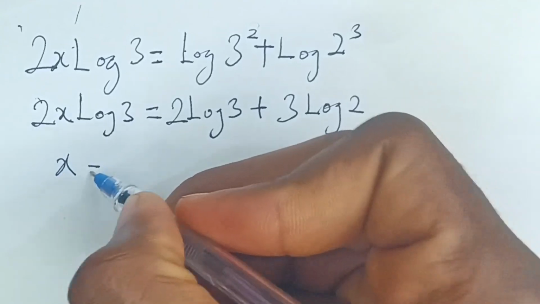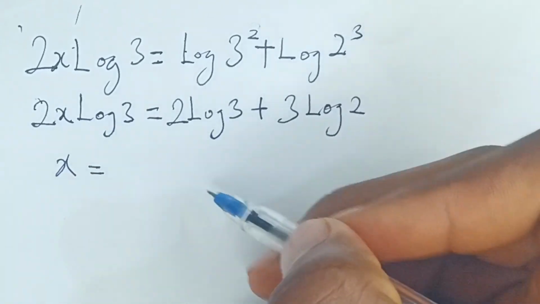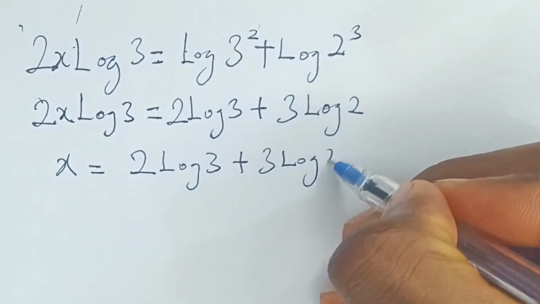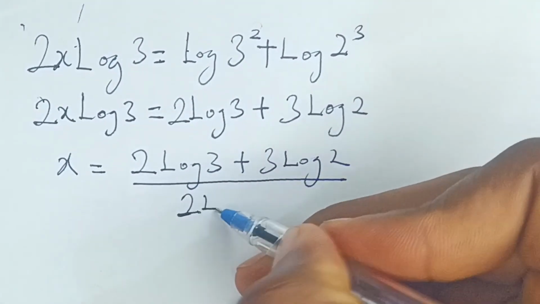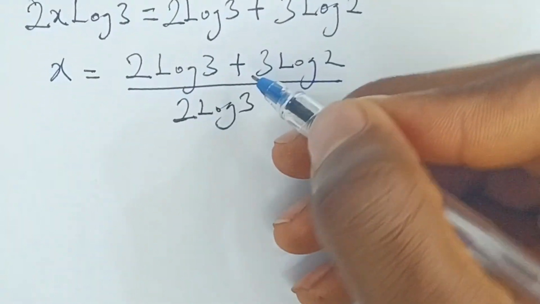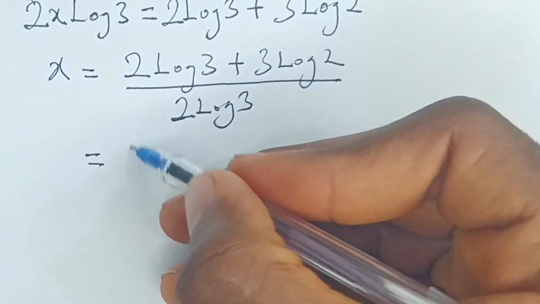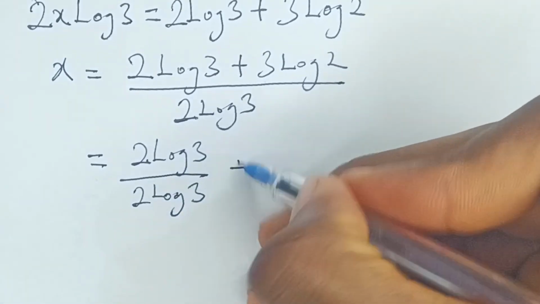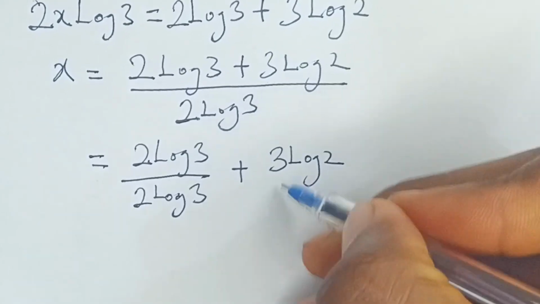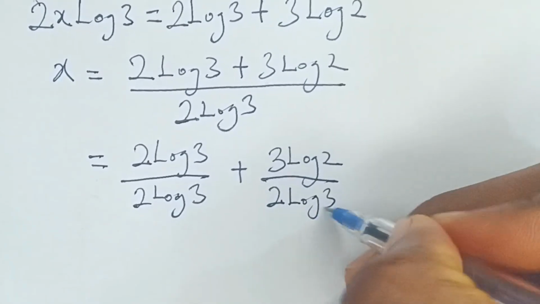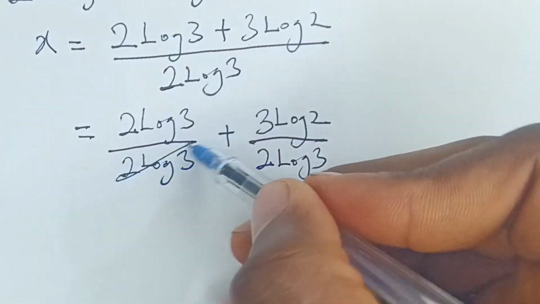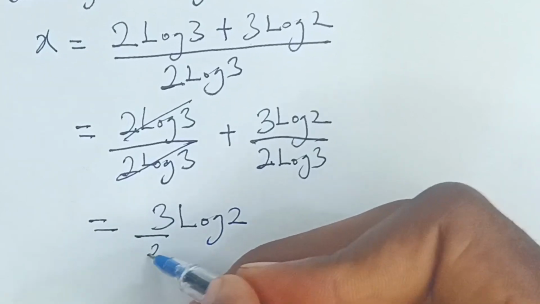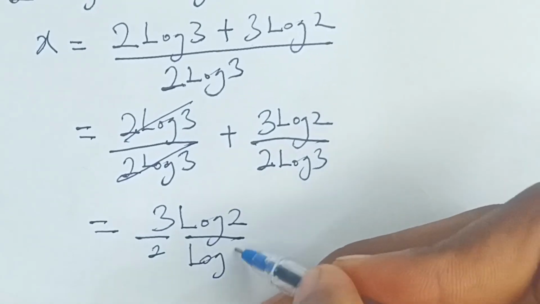Now x will be equal to, divide both sides by 2 times logarithm of 3, so we have 2 times logarithm of 3 plus 3 times logarithm of 2 all over 2 times logarithm of 3. Hence our x will be equal to 2 times logarithm of 3 divided by 2 times logarithm of 3 plus 3 times logarithm of 2 divided by 2 times logarithm of 3. Now this cancels this, so that we have this equal to 3 times logarithm of 2 over 2 times logarithm of 3.